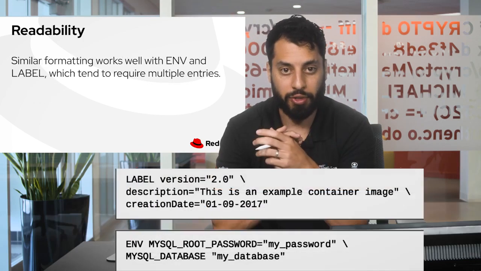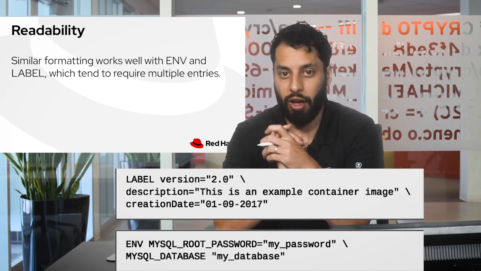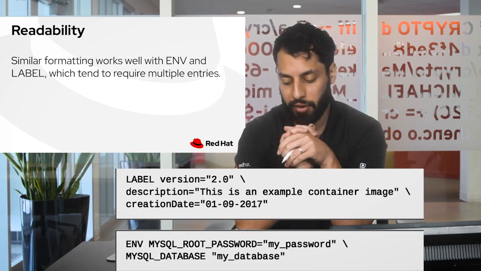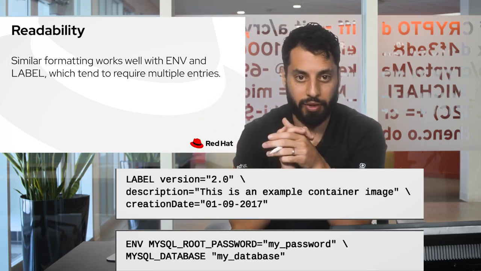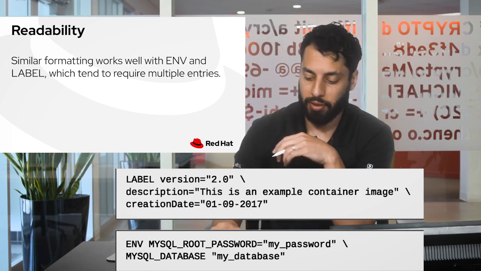That kind of formatting works really well for labels and environment variables too. You'll very often see that there's a lot of labels stacked right at the top of your Dockerfiles, and the same thing for environment variables. It helps a lot to make it more readable if you put them onto new lines.